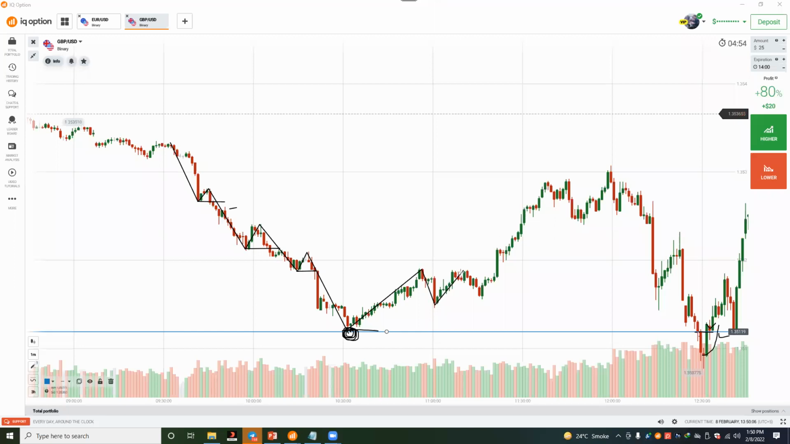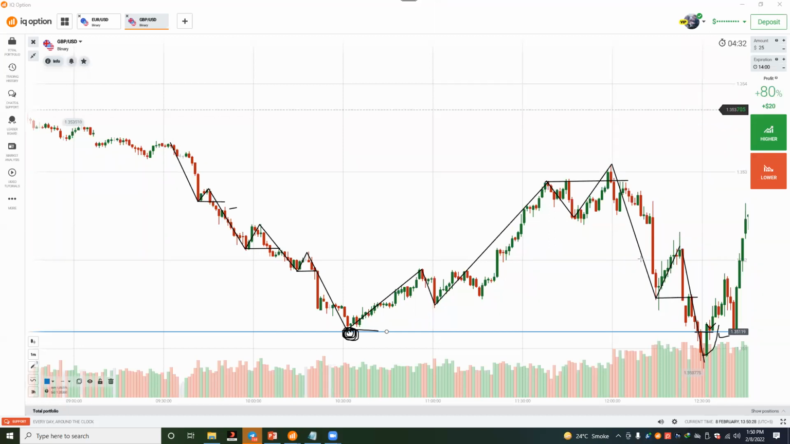So here, this is not a break of a structure. So totally we are counting this wave as a break of a structure wave. And then price is moving down and then moving up. So this will be another break of a structure wave. The price is moving down, then moving up, then moving down. So this is another break of a structure wave.